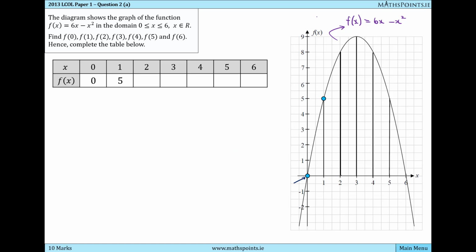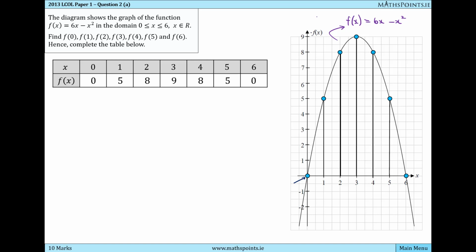So we update our table, and when x is equal to 1, f of x equals 5. We move across to where x is equal to 2, and we go up the graph, and we can read that the y value, or the f of x value, is equal to 8. So when x is 2, f of x is 8. We move across to 3 and all the way up to the top of the curve, and we can see that the y value, or the f of x value, is 9. We move across to 4 and then track up until we meet a point on the curve, which is again f of x, or y, equal to 8. 5 will give us an f of x value of 5, and 6 will give us an f of x value of 0. And so our table is complete.